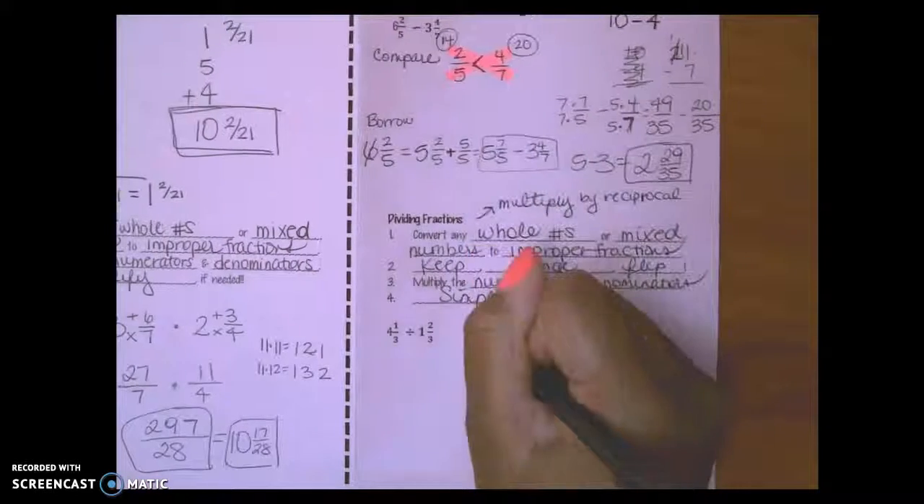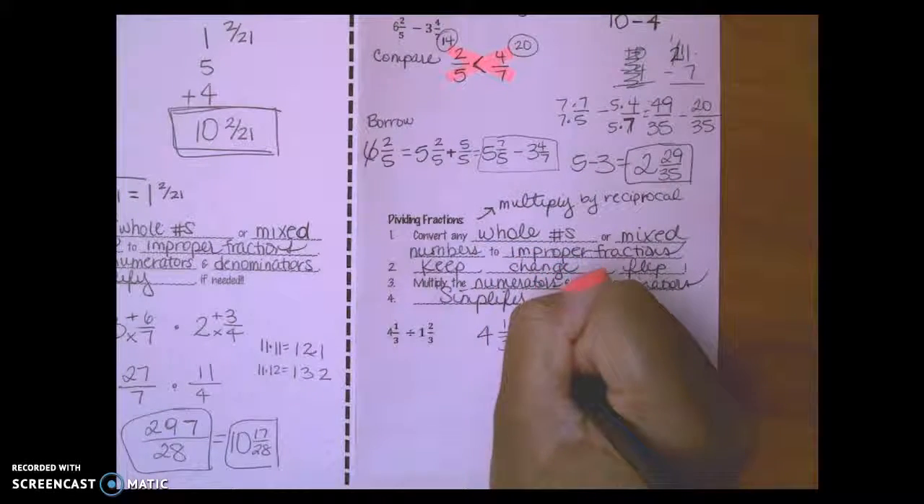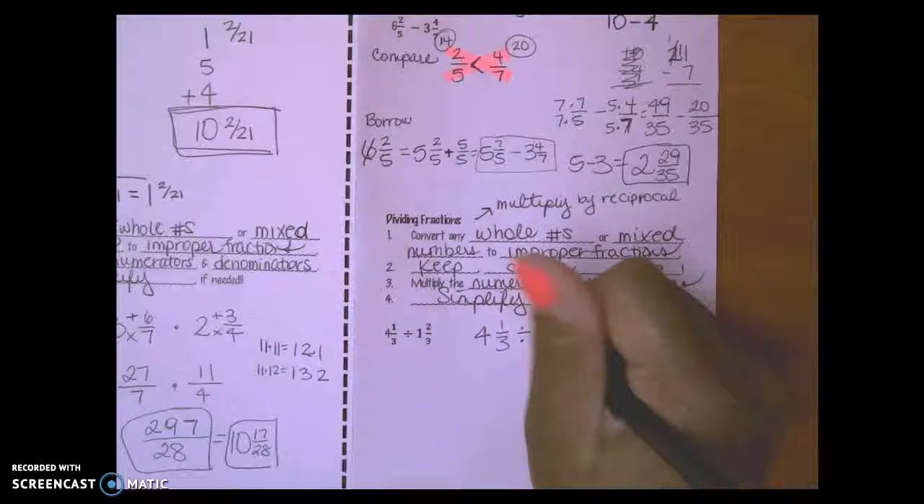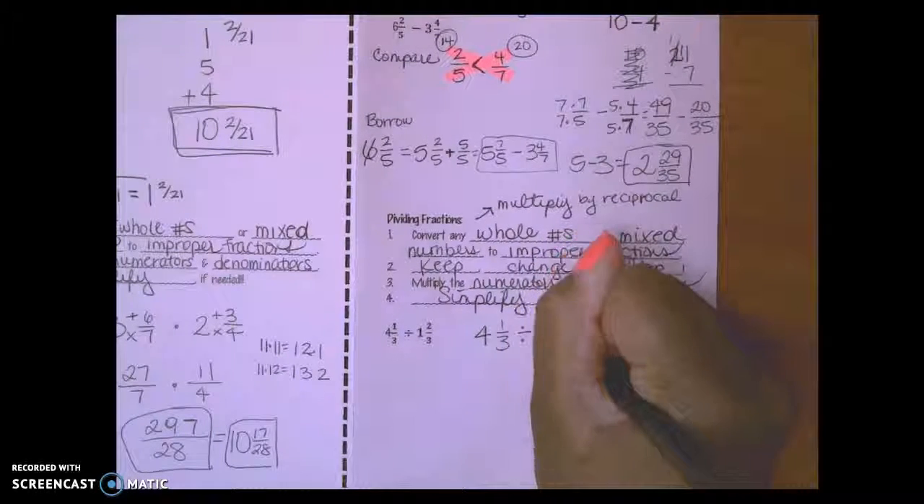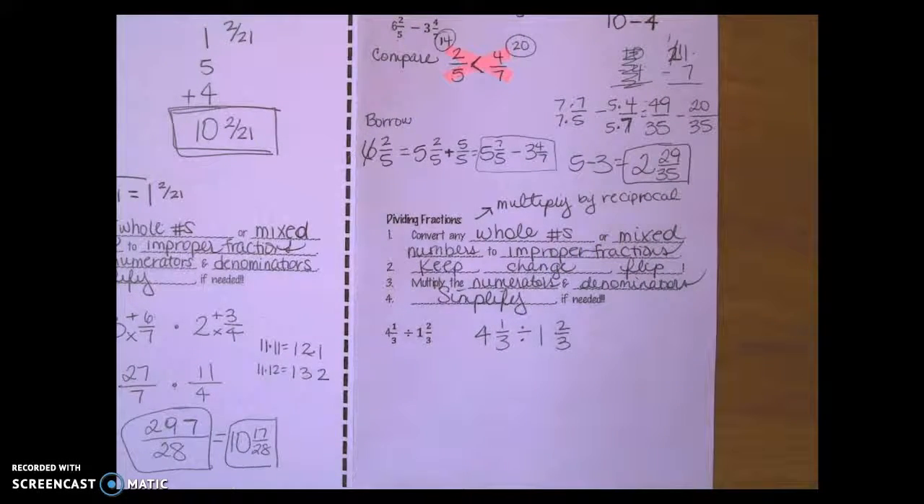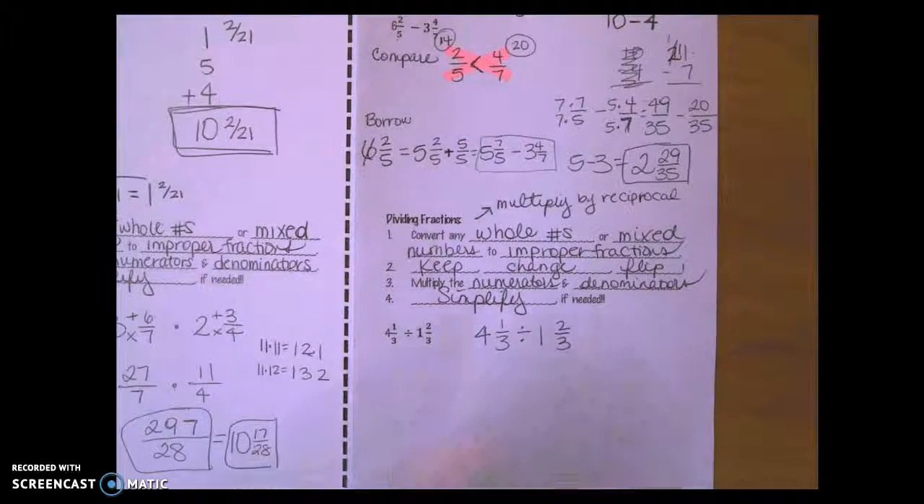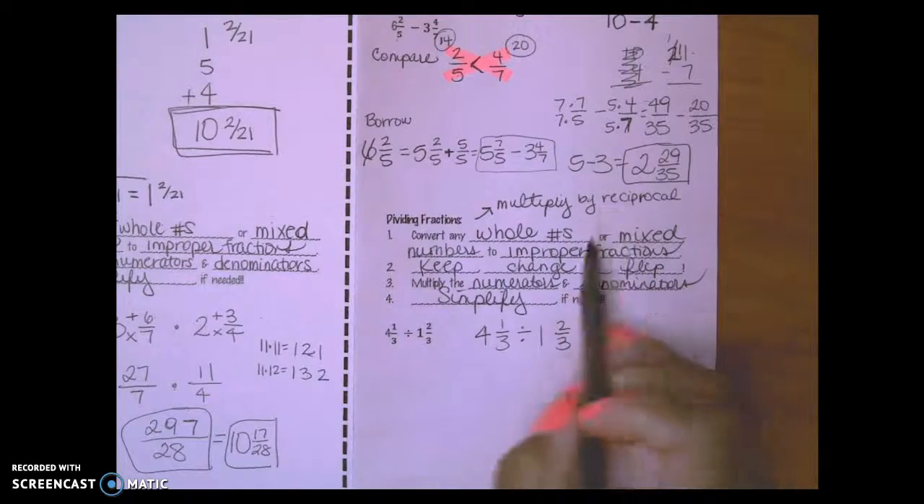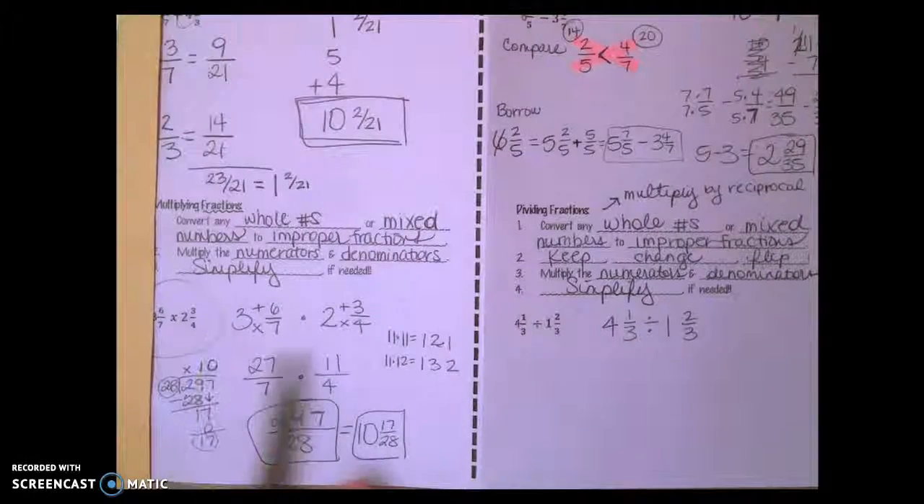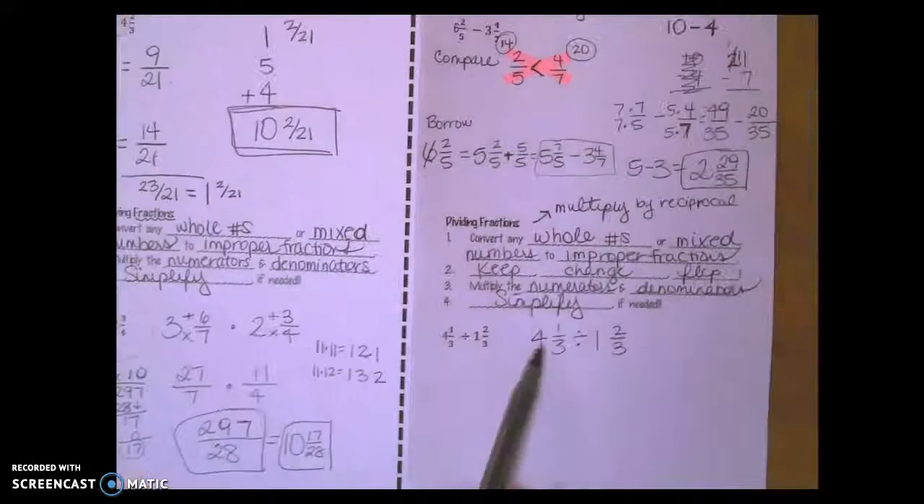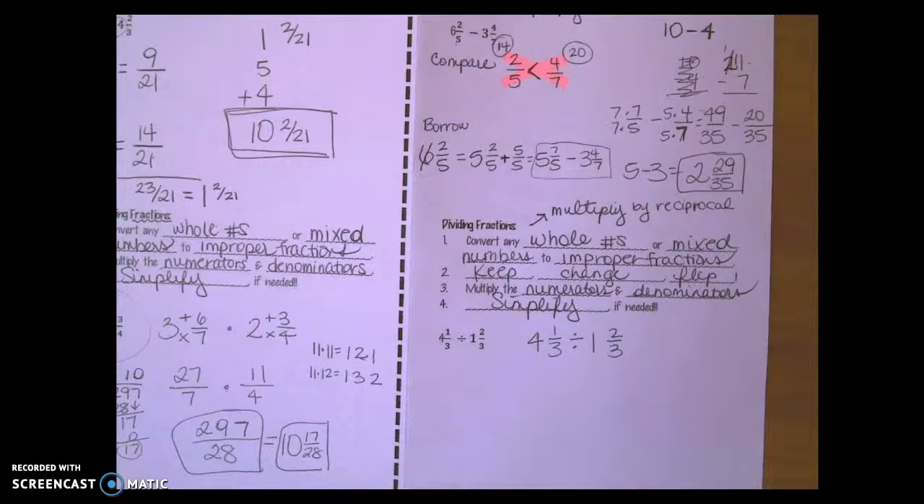Lastly, 4 1/3 divided by 1 2/3. I cannot switch the second fraction until I have followed the steps prior to it. Convert. I need to do the same thing I did here. So what goes here?